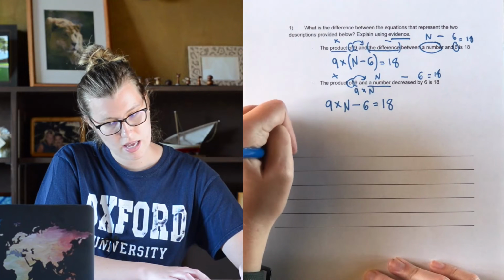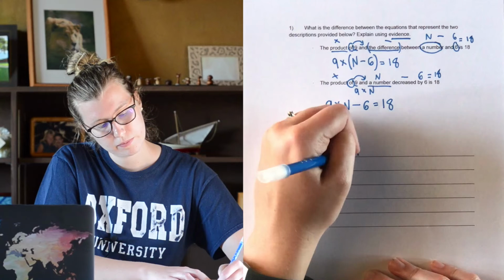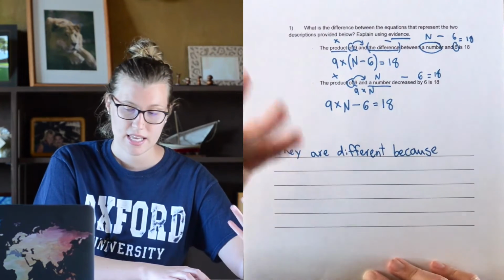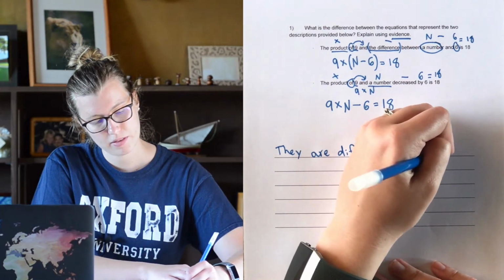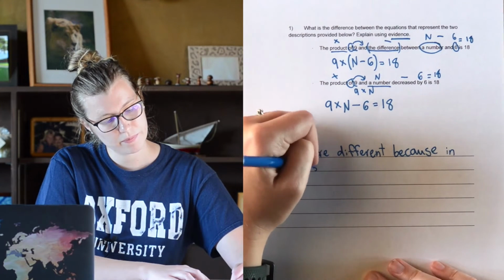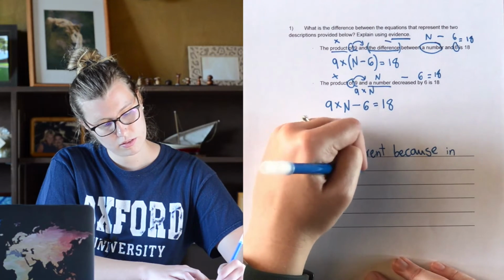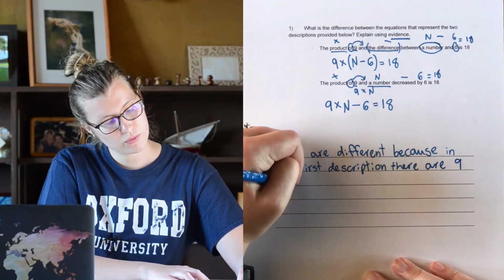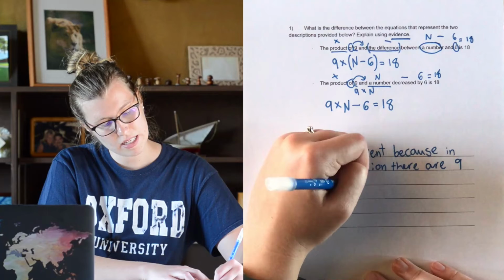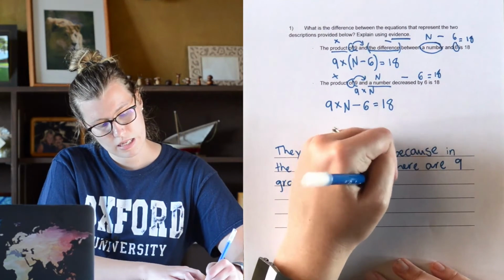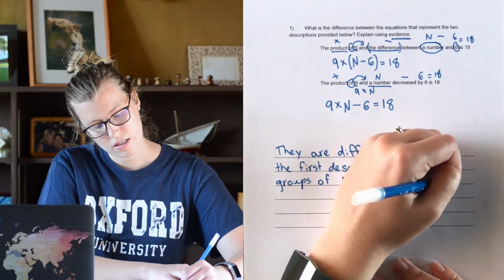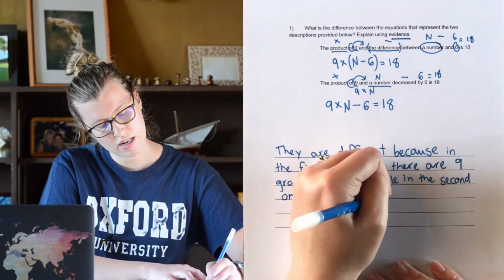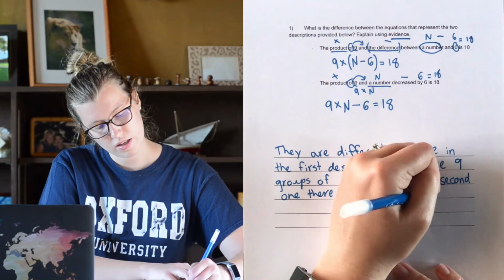So they are different because this is the kind of language I'll be looking for in your exit tickets. Can you explain? They are different because in the first description, there are 9 groups of n minus 6, while in the second one, there are 9 groups of n.